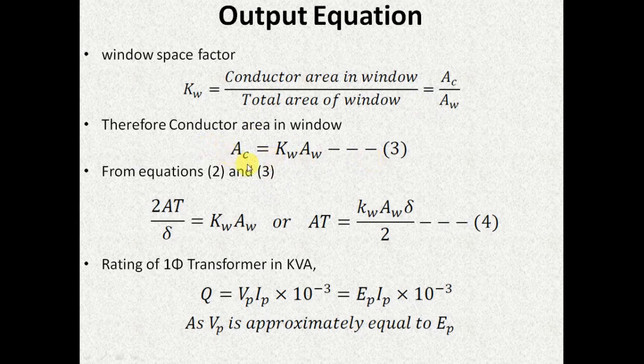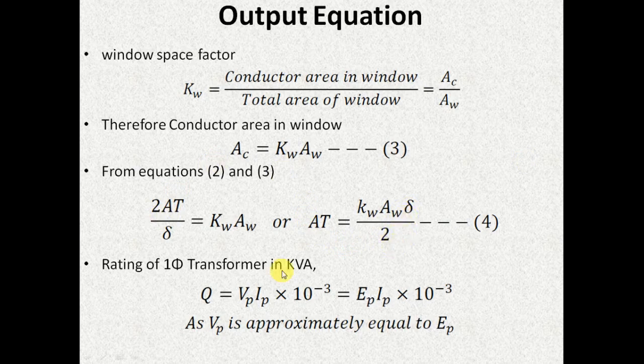Thereafter, for Ac we are making the substitution we have obtained in the previous slide, that is Ac is equal to 2 At by del is equal to Kw Aw. From this relation we will be writing another equation for At, that is At is equal to Kw Aw del by 2.